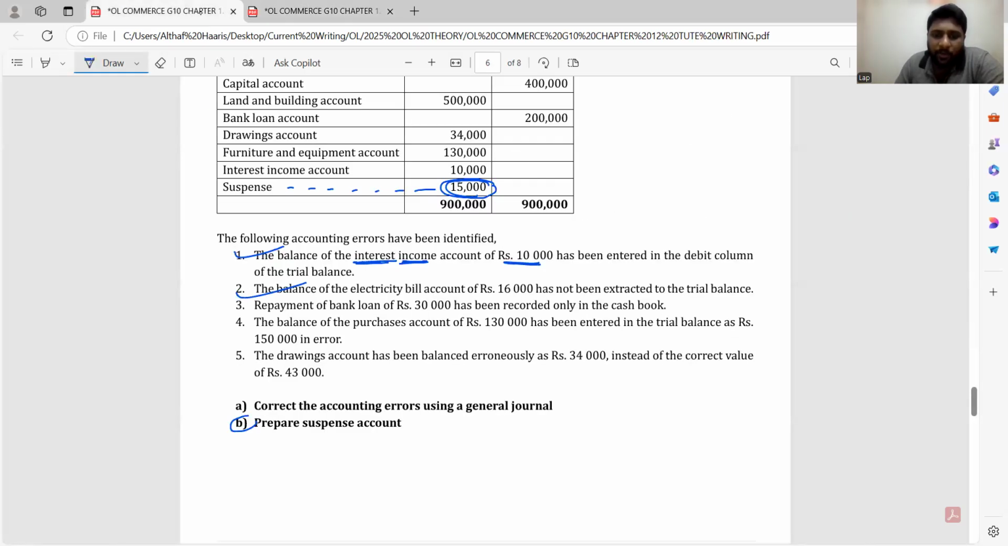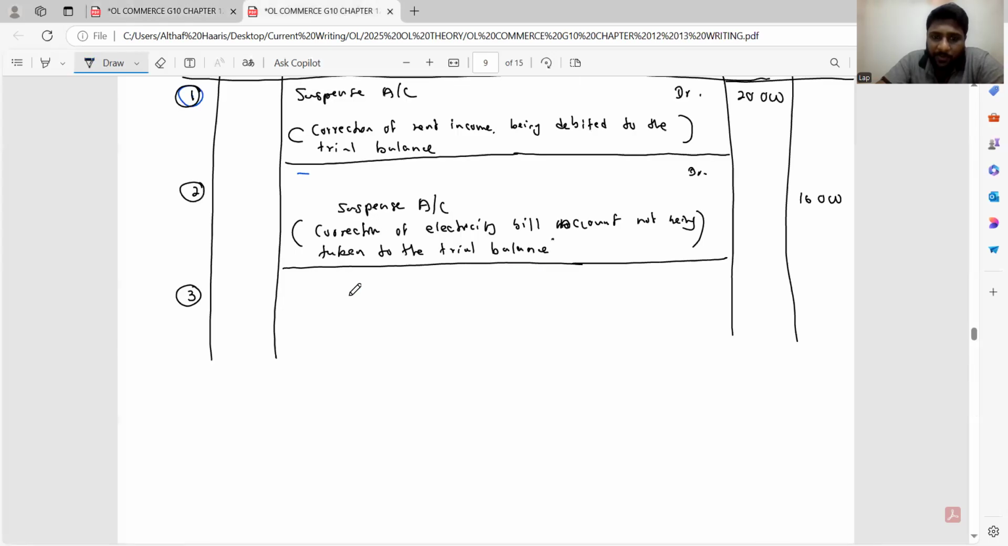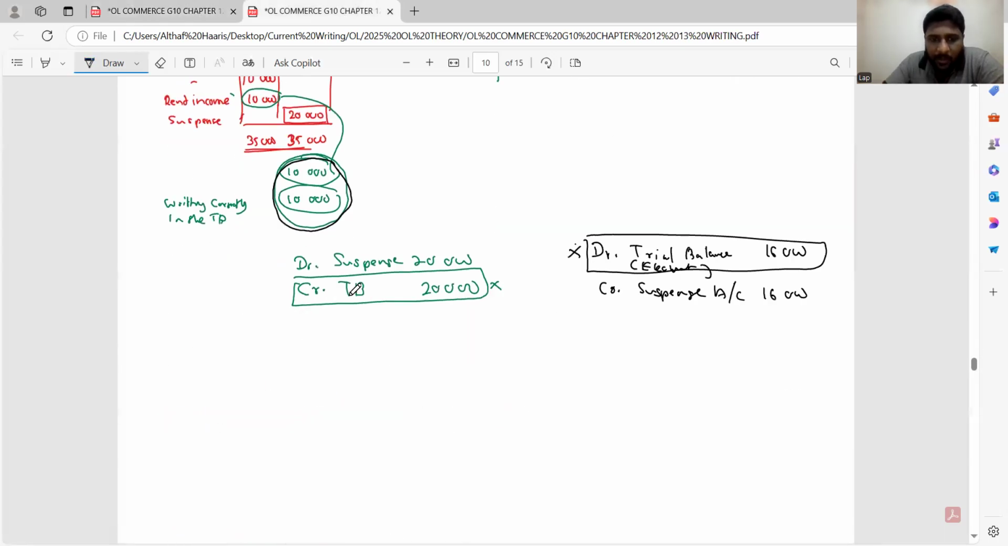Prepayment of bank loan 30,000 has been only recorded in the cash. So what is the correct double entry, Lamai? Cash account credit, bank loan debit. Prepayment of the bank loan.